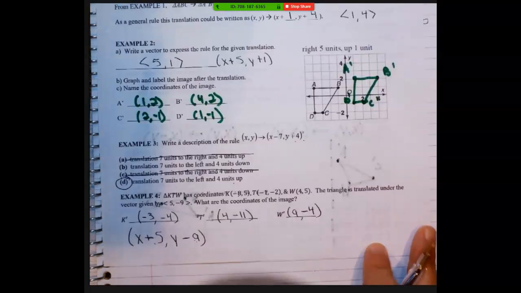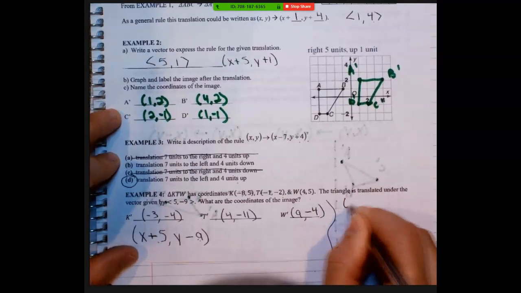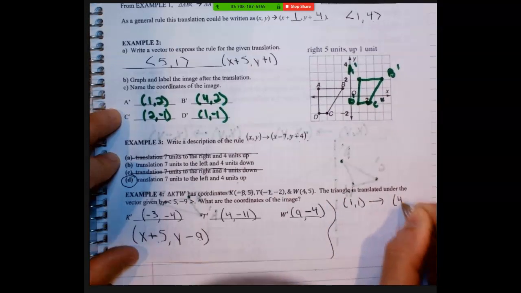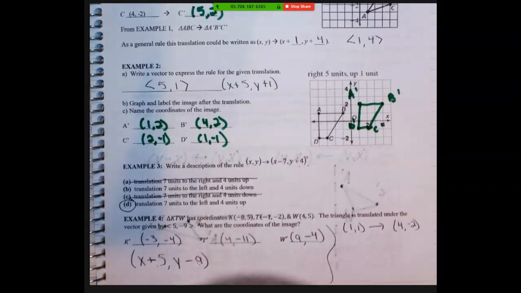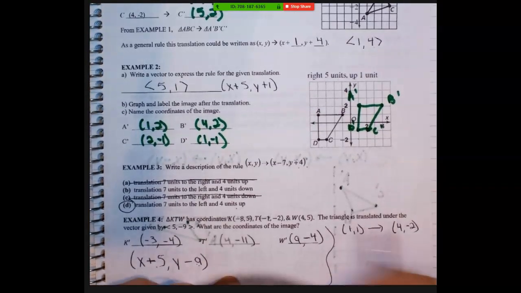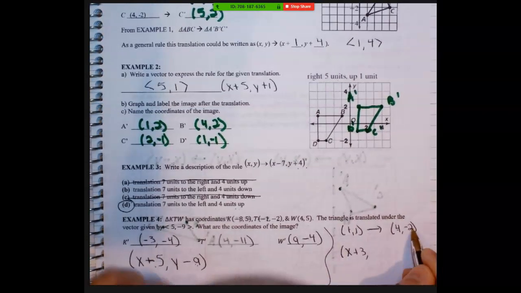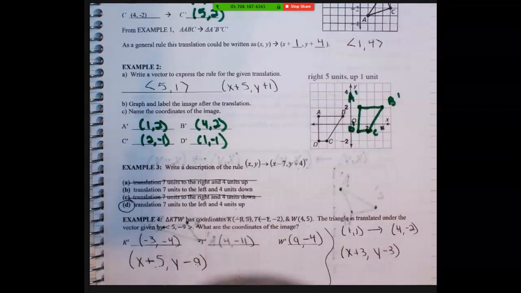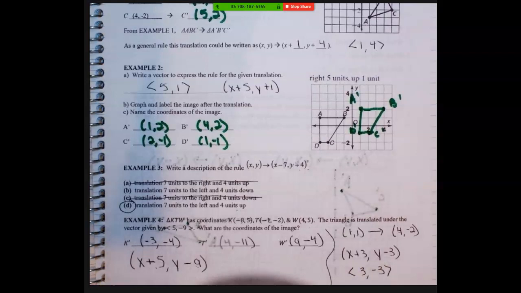Let me give you one last case. Let's suppose, and just a totally separate question, we had the point 1, 1, and it said when it was translated, it became the point 4, negative 2, and it said write the rule. So we're looking for, algebraically, what are they doing? Well, they're going from 1 to 4, which means they are adding 3. They're going from 1 down to negative 2, which means they're taking those y's and subtracting 3. So written as a rule, we can write it like that. Written as a vector, we can write it as <3, negative 3>.